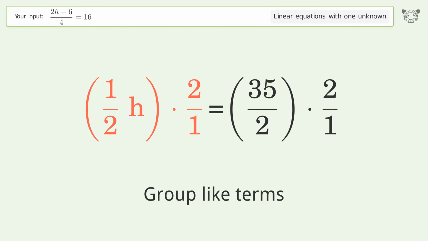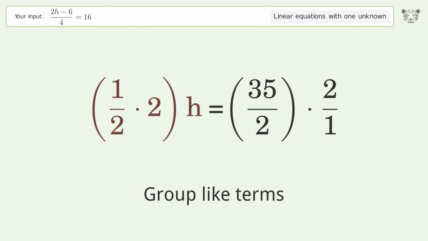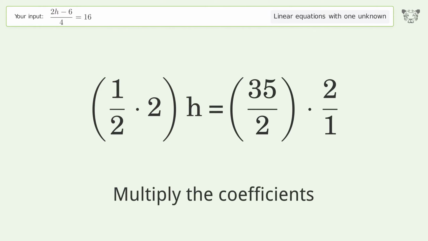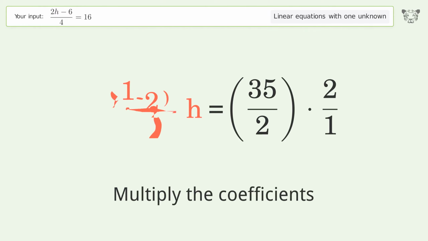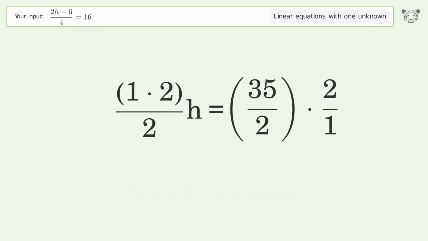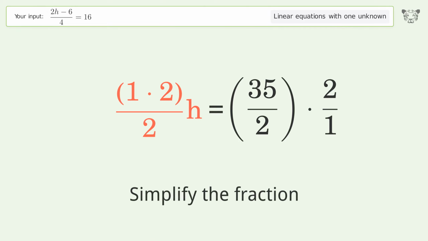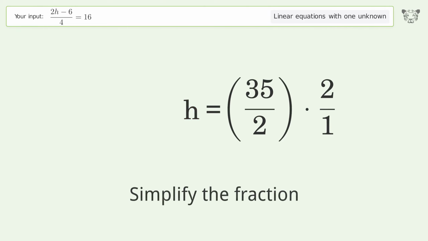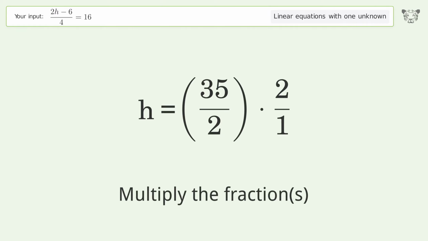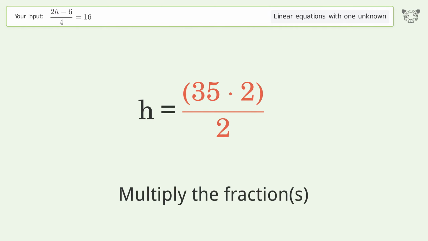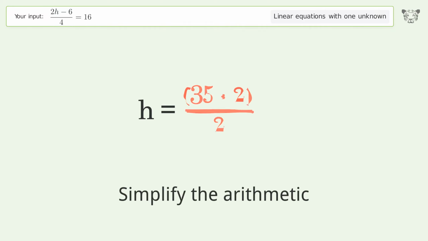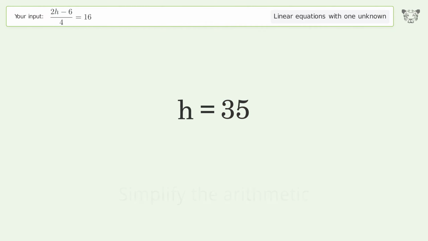Group like terms. Multiply the coefficients. Simplify the fraction. Multiply the fractions. Simplify the arithmetic. And so the final result is h equals 35.